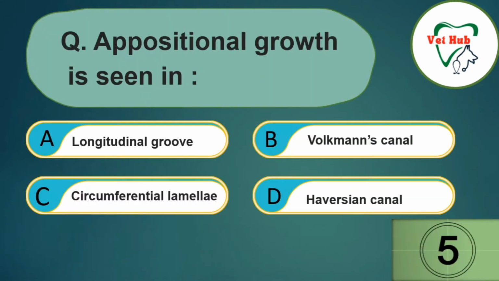And the next question is, appositional growth is seen in, and the options are option A, longitudinal group; option B, Volkmann canal; option C, circumferential lamella; option D, Haversian canal. Now your time begins.